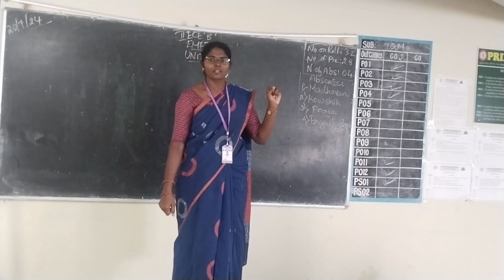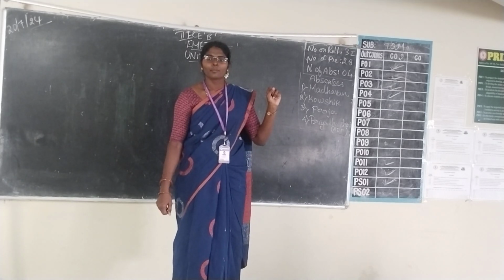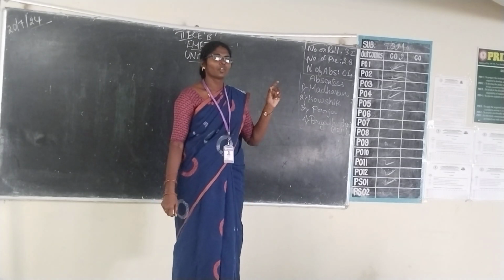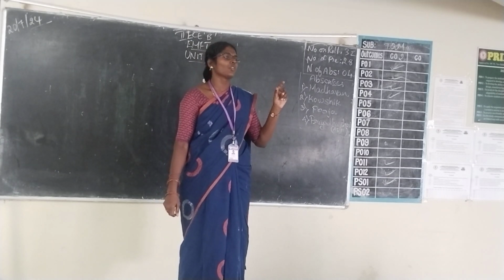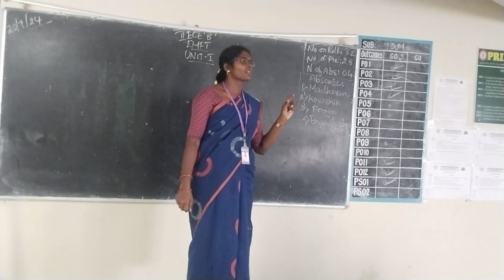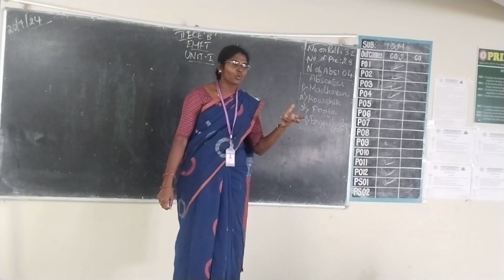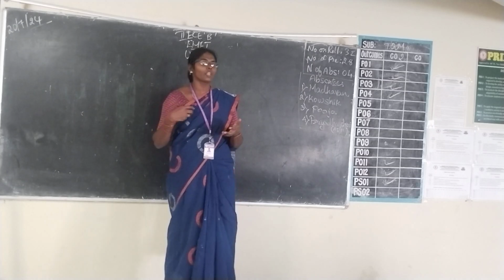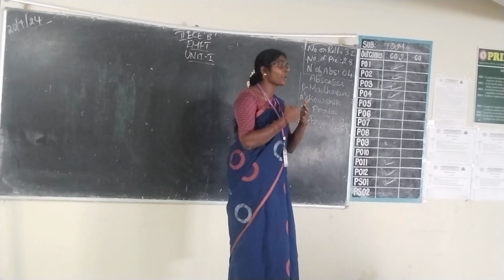Coulomb's law states Q1 Q2 by 4 pi epsilon. What is the main factor in the division? R square. So how will we be stating that? That is force. Coulomb's law denotes what? Force. Okay, so here we will be studying Coulomb's law and its derivation.